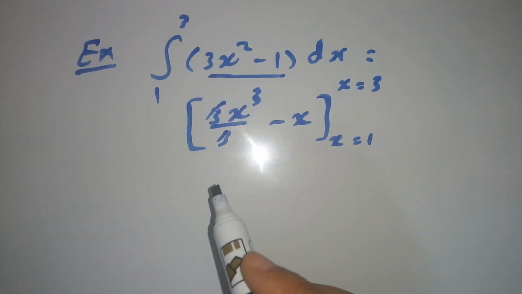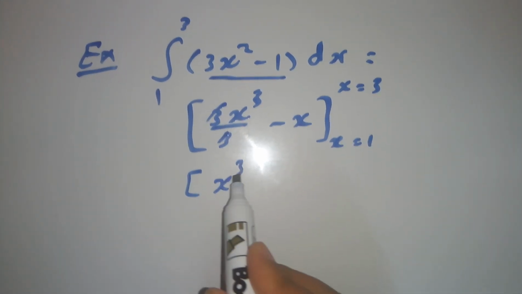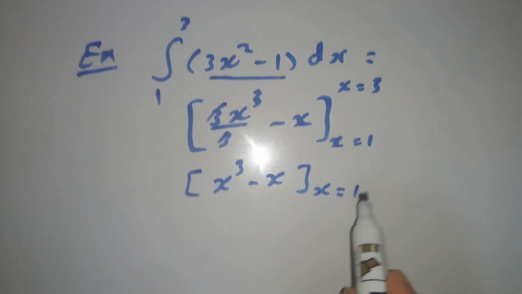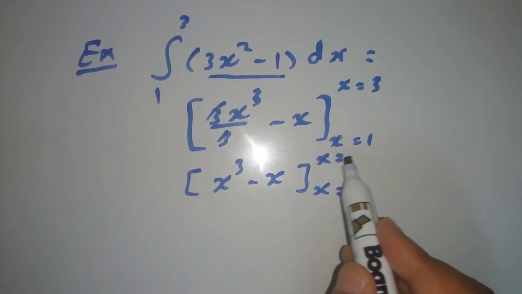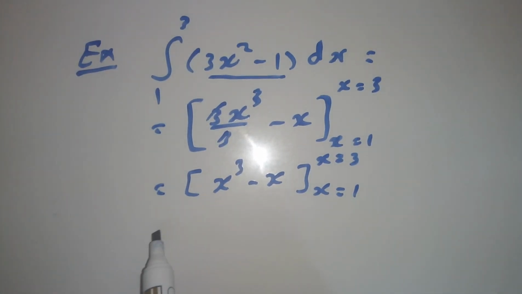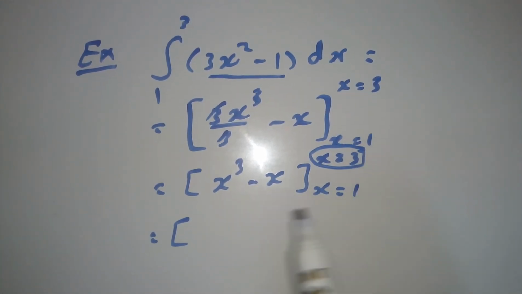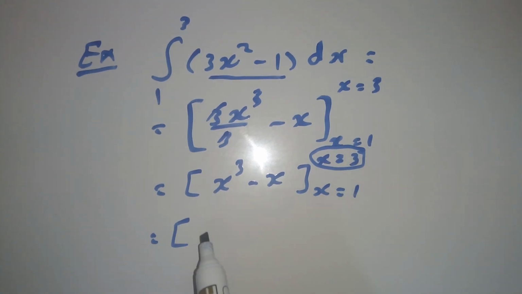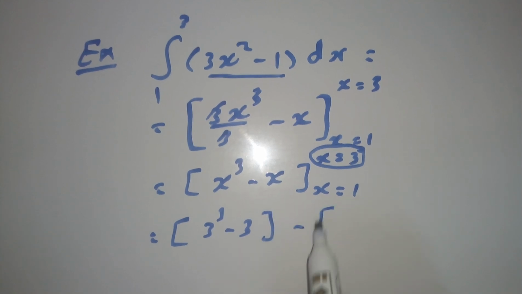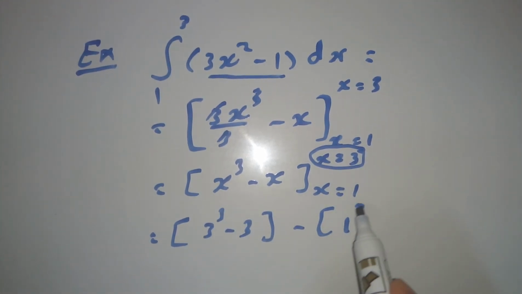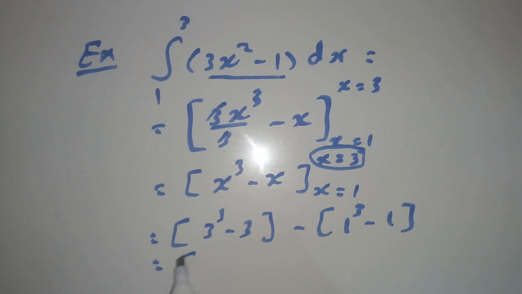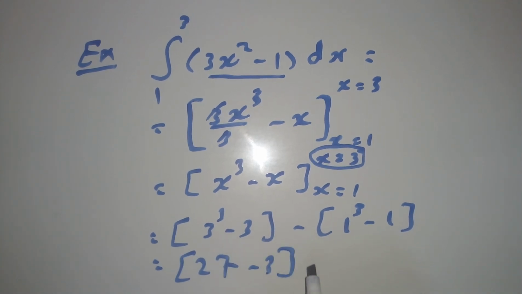Here simplify, the 3 cancels, then it will be x cubed minus x when x equals 1 till x equals 3. Now take the upper value and replace x with this value. It will be 3 to the power 3 minus 3 minus the lower value, which is 1 cubed minus 1. It will be 27 minus 3 minus 1 minus 1, which is 0. 27 minus 3 will be 24.